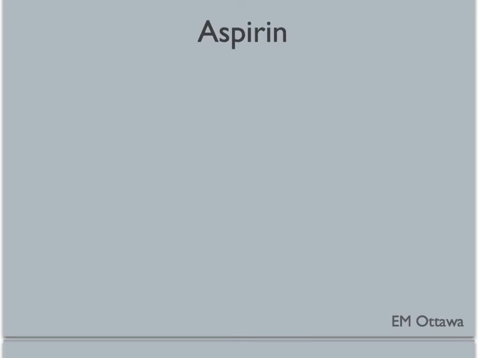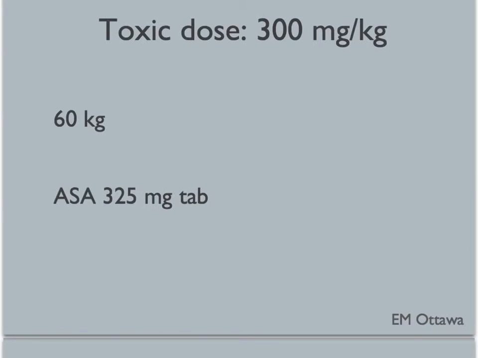Next, we will discuss aspirin toxicity. For an acute ingestion, the toxic dose of aspirin is about 300 milligrams per kilogram. In a 60 kilogram patient, it translates to about 18,000 milligrams of aspirin. If we're using 325 milligram tablets of aspirin, this translates to about 50 tablets.